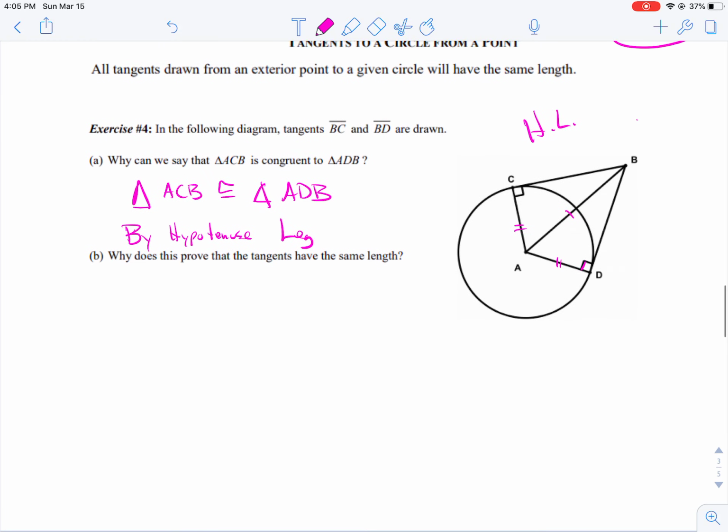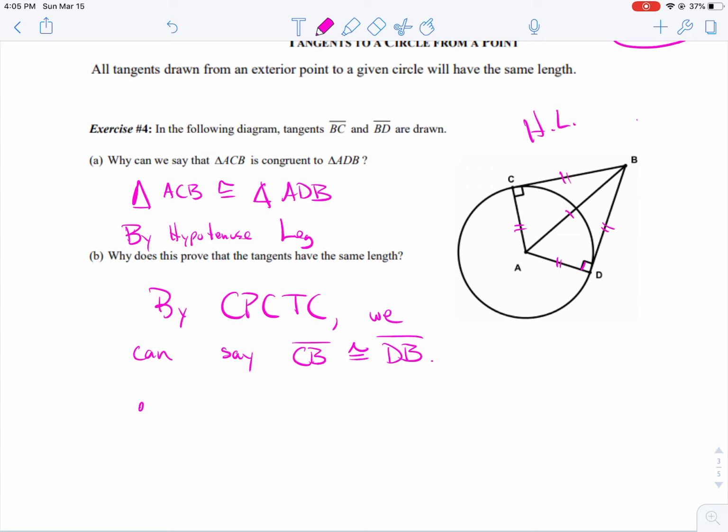Okay, so why does this prove that the tangents have the same length? Well, by CPCTC, we can say that any corresponding parts of those triangles are congruent. So therefore, CB is congruent to DB. And therefore, tangents have the same length.